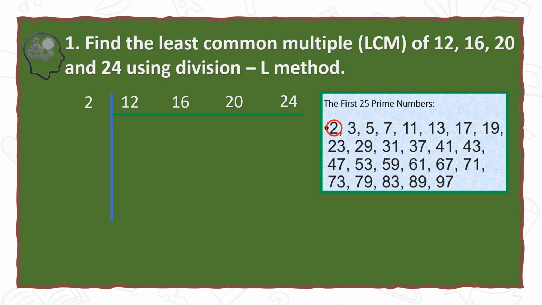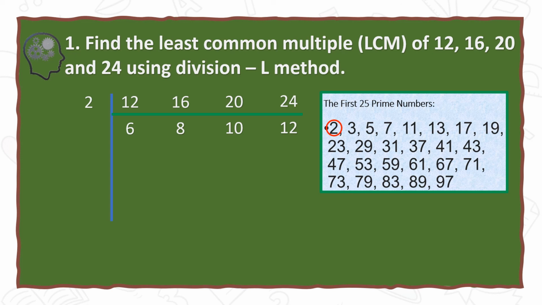12 divided by 2 is 6. 16 divided by 2 is 8. 20 divided by 2 is 10. 24 divided by 2 is 12. Because this is division method, we are going to divide 6, 8, 10, and 12 again by a prime number. Could it be 2, 3, 5, or greater than any of them? But let's check if all of them, if 6, 8, 10, and 12 are divisible by a prime number.